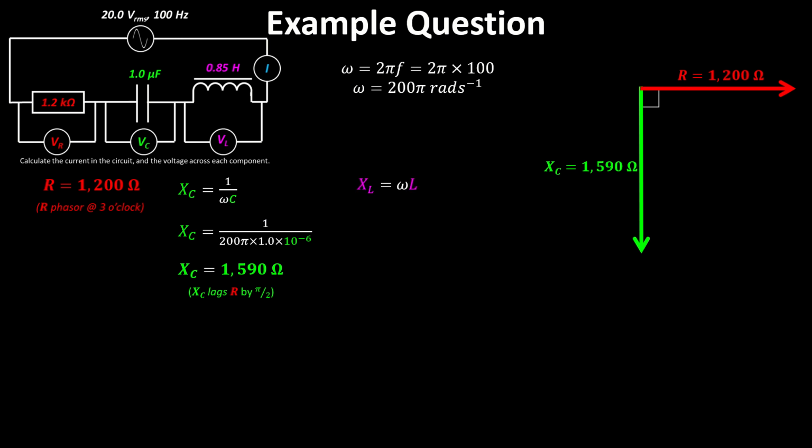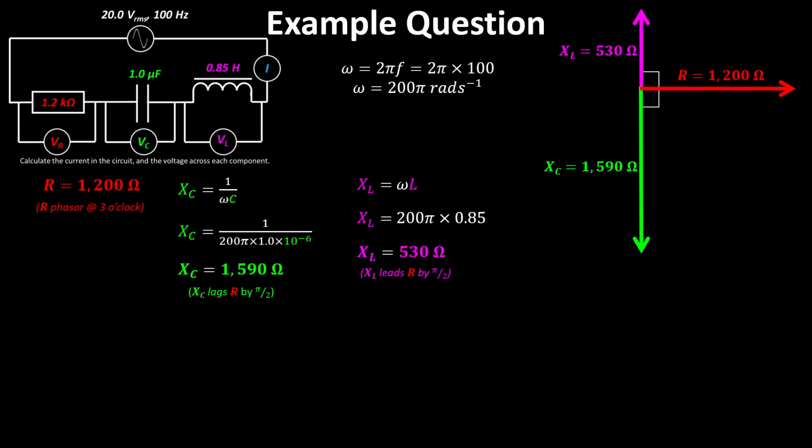The inductor reactance is omega L, so it's 200 pi times the inductance 0.85, which is 530 ohms. And remember that the inductor reactance leads R by pi over 2, so it's just going to go up 530. So if I want to find the impedance of the circuit, I have to add those together, but as vectors.